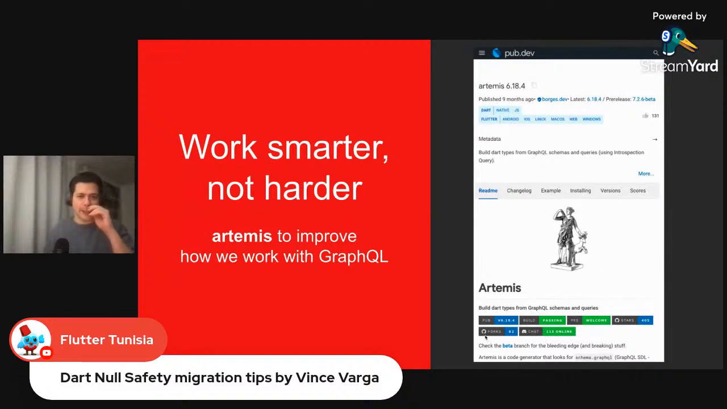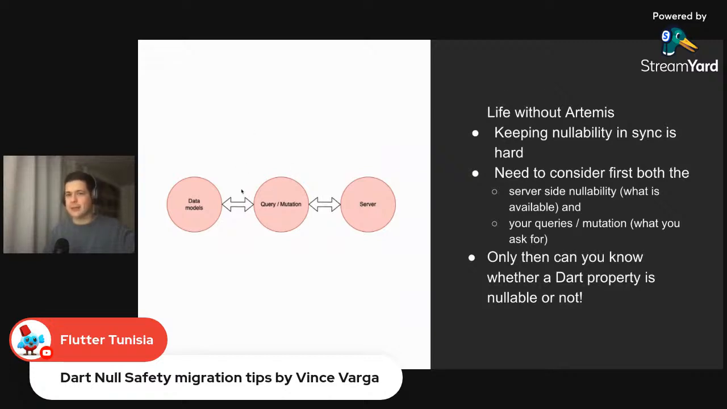One more example that I wanted to give is that you should work smarter, not harder. So we use GraphQL, and we want to introduce Artemis, which is a code generator for GraphQL and Dart. It was not that important before, but with null safety, I believe it's going to improve things so much. What happens without null safety in Dart and GraphQL is that the null safety information is sprinkled around so many different places of your architecture, because on the server side, the server knows that something can be null or not. Then you also have your queries and mutations where you ask for data.